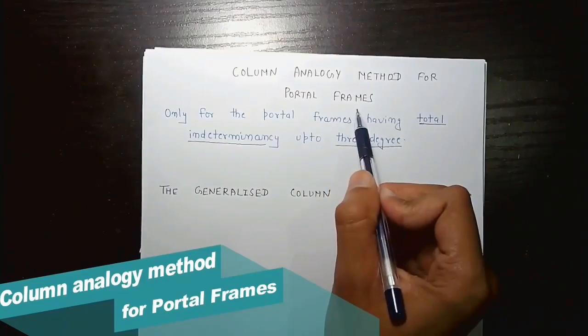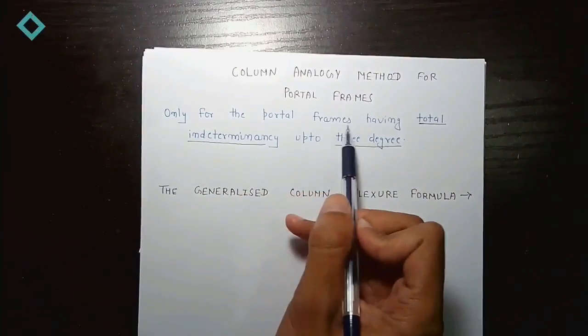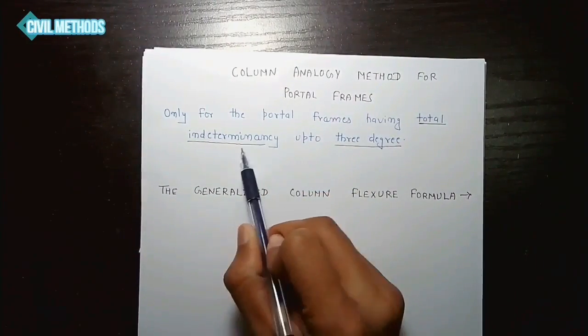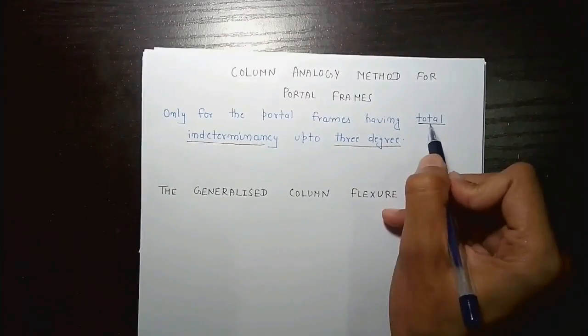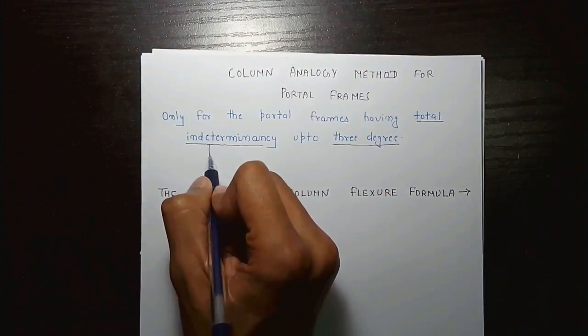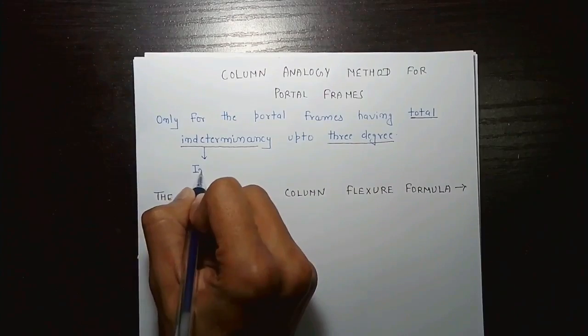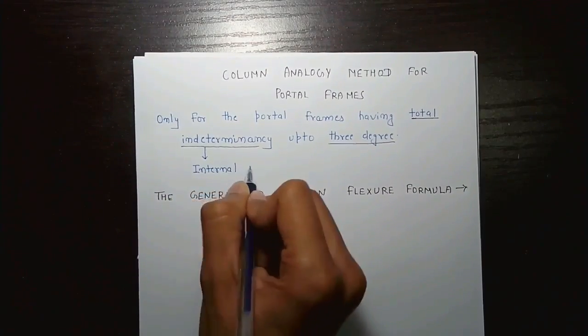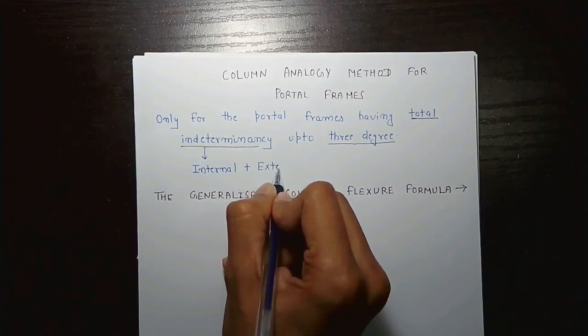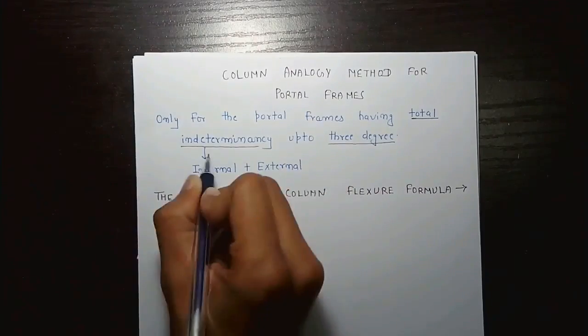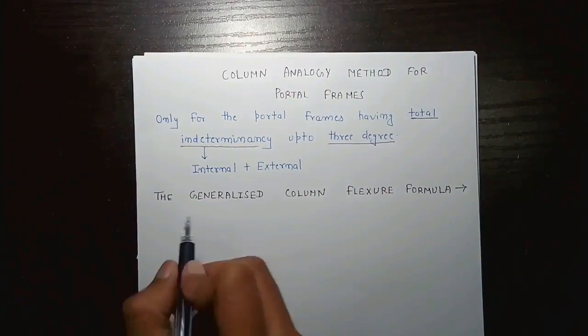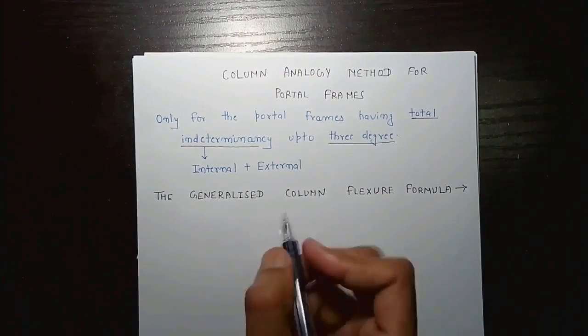This is the column analogy method for Portal frames, only for Portal frames having total indeterminacy up to 3 degree, and total indeterminacy means internal indeterminacy plus external indeterminacy, and the generalized flexure formula.